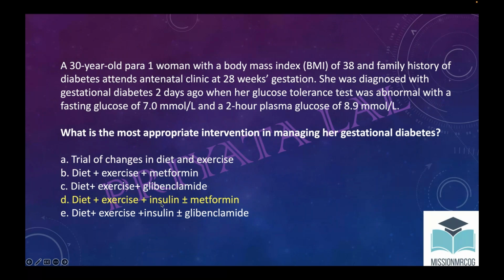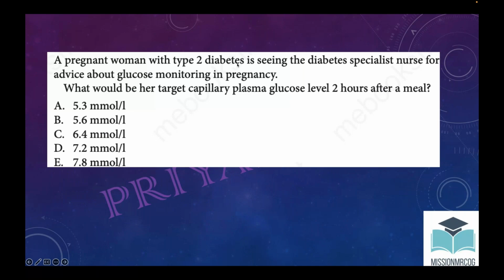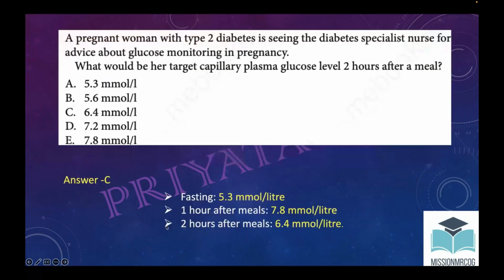Now, a type 2 diabetes patient, and what will be the target capillary plasma glucose at 2 hours? C, ma'am. C, 6.4. Yes, because they are asking 2 hour. So 1 hour is 7.8. Okay, someone said it wrong. So this is the answer. So fasting 5.3, 1 hour 7.8, 2 hour 6.4. So here the answer will become C.